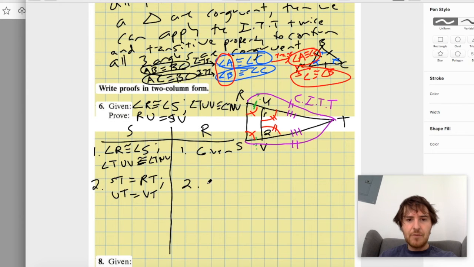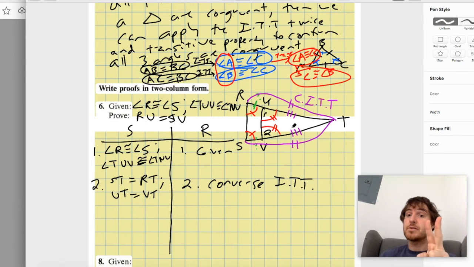And that's from the converse ITT, right? I started with congruent angles, I end up with congruent sides. Two congruent angles in a triangle, the sides opposite of those, right? Opposite here and opposite here, they're going to be congruent to one another, okay? And I can do that because I have two pairs of base angles here. Base angles of that triangle and base angles of this triangle here, okay?